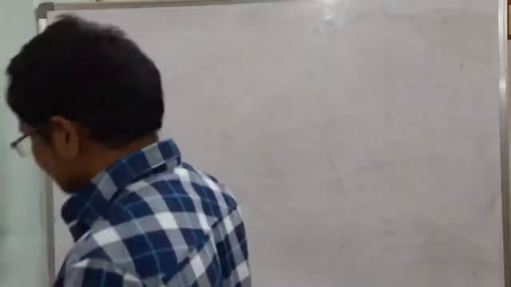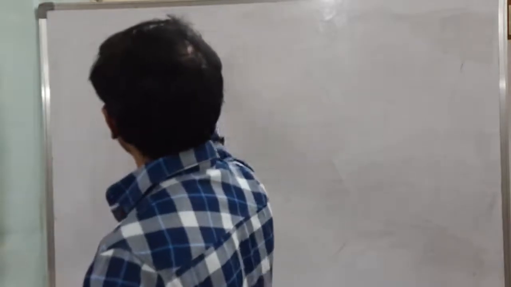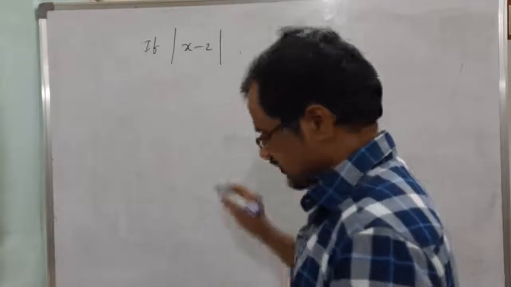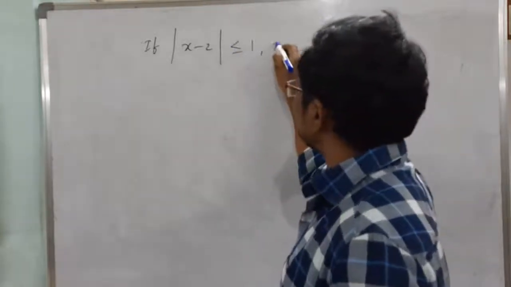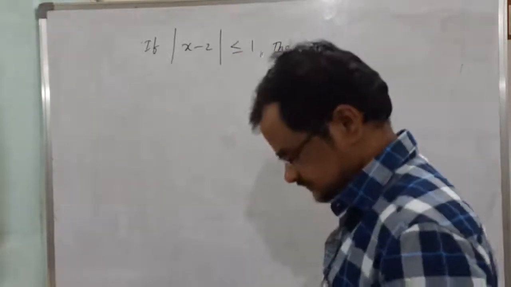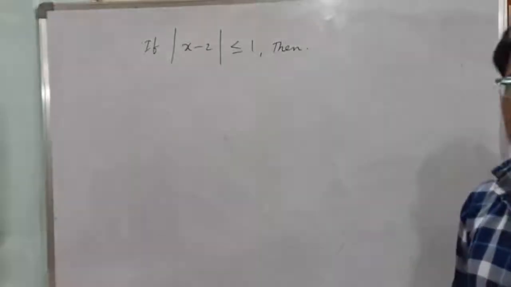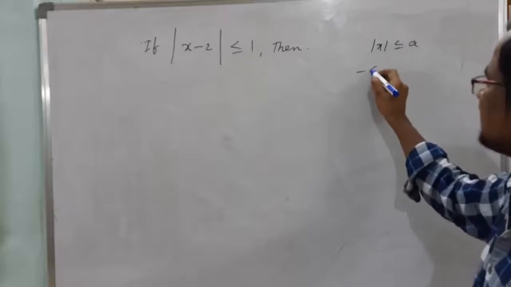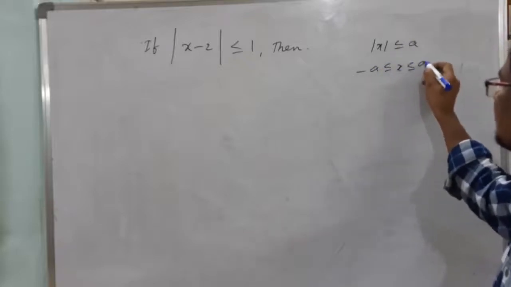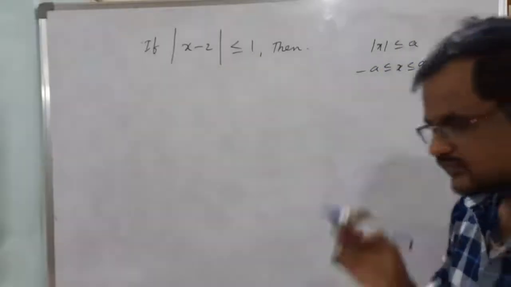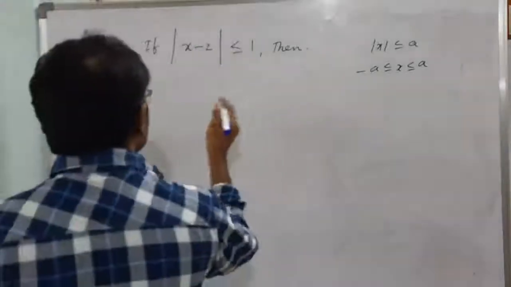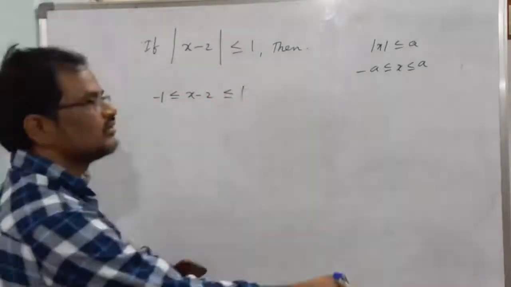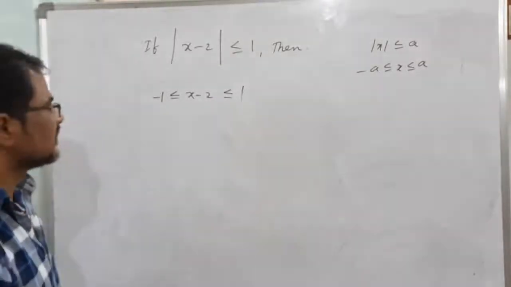Next one more problem. If modulus of x minus 2 less than or equal to 1, then so here also same result: mod x less than or equal to a means minus a less than or equal to x less than or equal to a. Now by that result, how to write this one? Minus 1 less than or equal to x minus 2 less than or equal to 1, right?